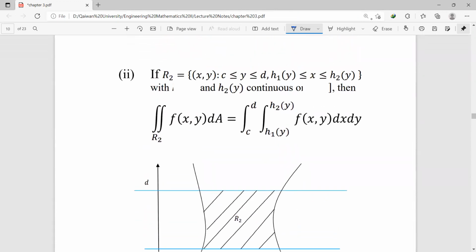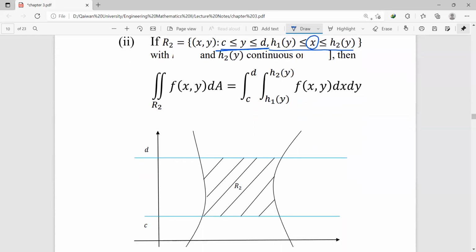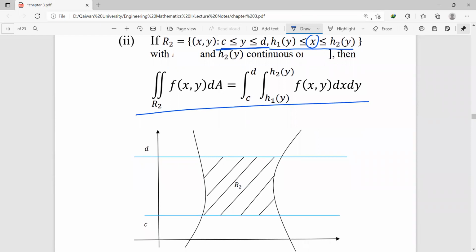And if R2, as you see here, in this case, x is a function of y, and y is from c to d. In this case, which one is first? x. We must take the first integration with respect to x, and then with respect to y, because y has constants for both lower and upper limits of the integration. As you see, that's it.